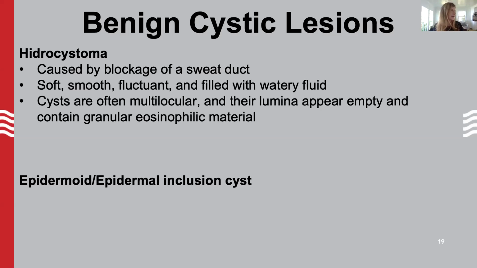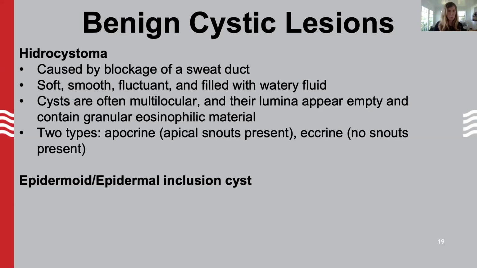The cysts are often multilocular. Their lumina appear empty and contain granular eosinophilic materials. Sometimes they're even pigmented. Sometimes you can get hydrocystomas that have either bled or just contain some pigmented material and form this little kind of black purplish nodule. And two types are present, apocrine, with apical snouts present, and ecrine with no snouts present.